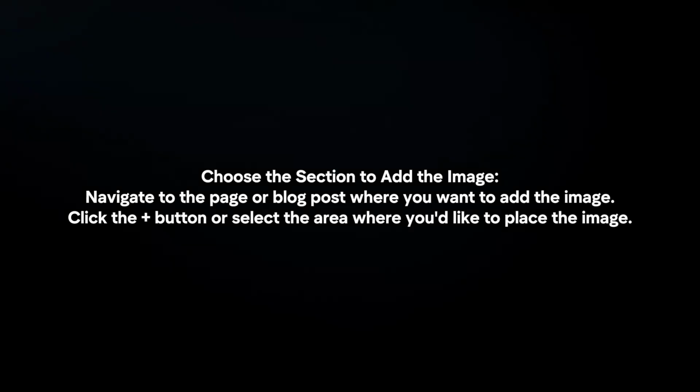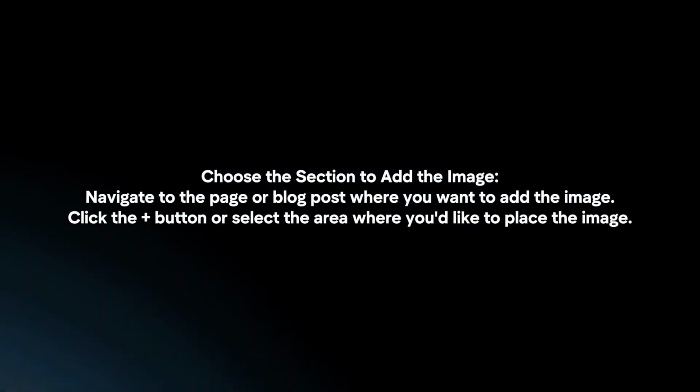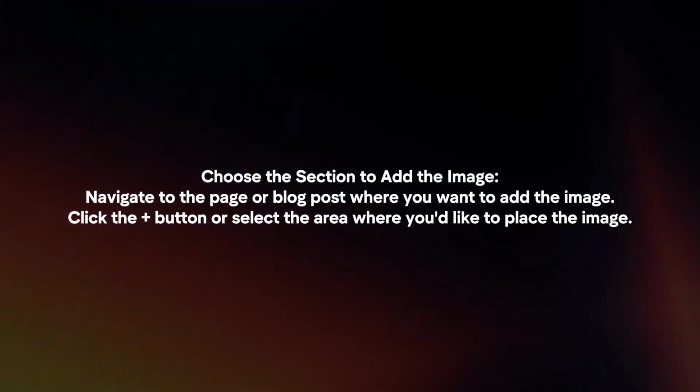Choose a section to add the image. Navigate to the page or blog post where you want to add the image. Click the plus button or select the area where you would like to place the image.